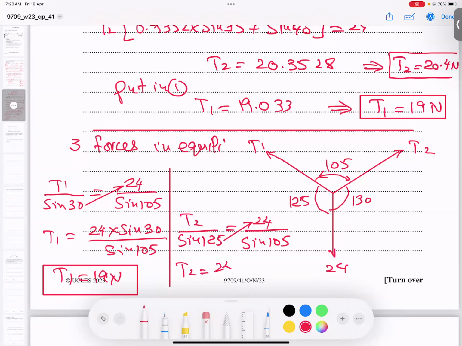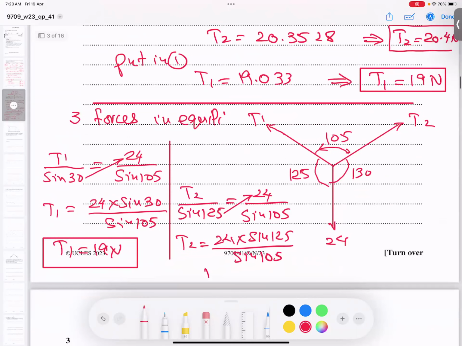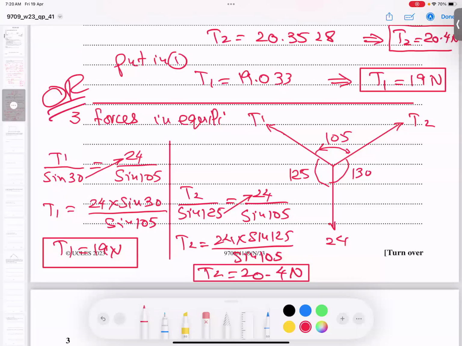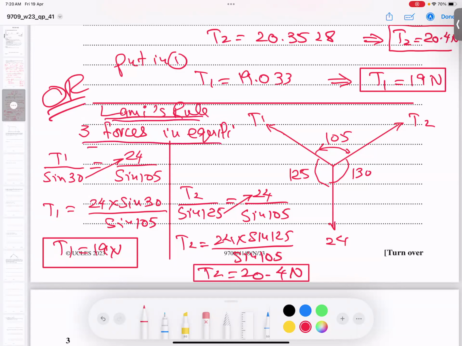So 24 times sine 125 over sine 105. If you type this in the calculator, it will give you 20.4 for sure. So I believe you got the second method. It's called Lami's rule, L-A-M-I rule. This is implemented in 2 conditions: 3 forces and equilibrium. Otherwise, we can't apply. So let's go for the next question.